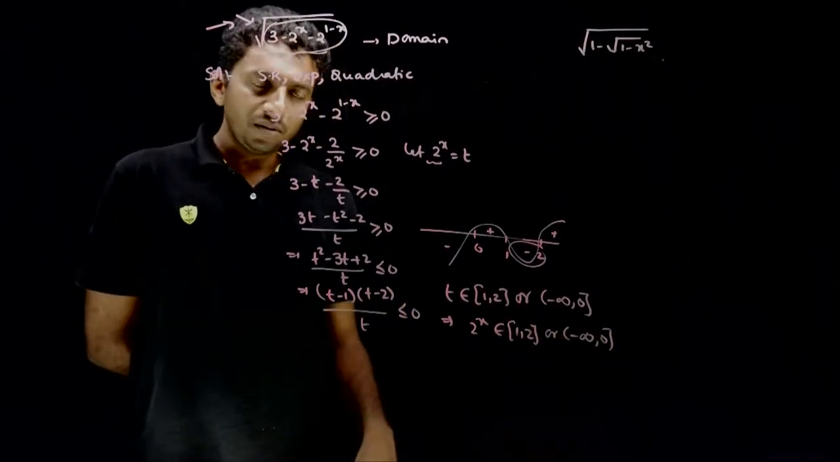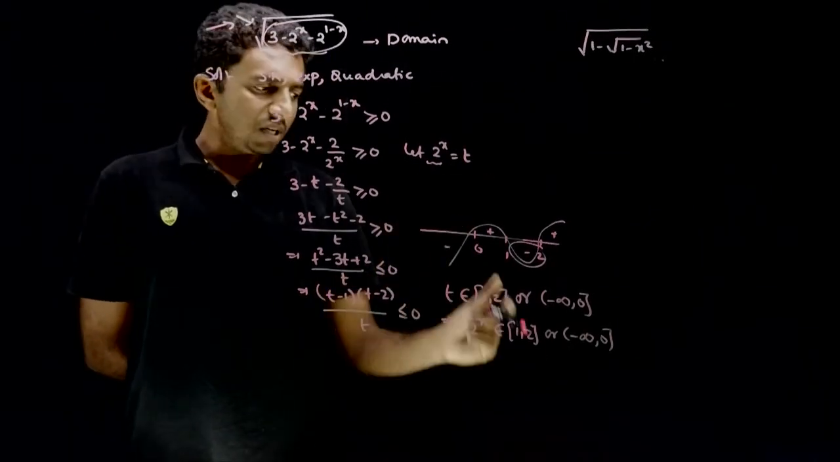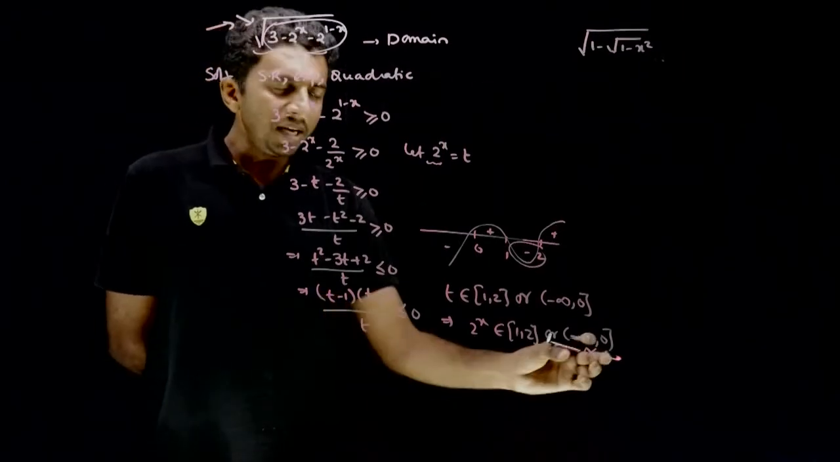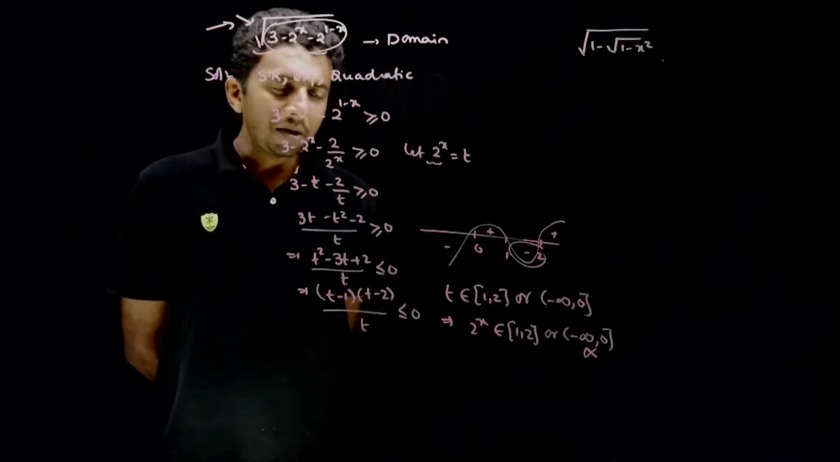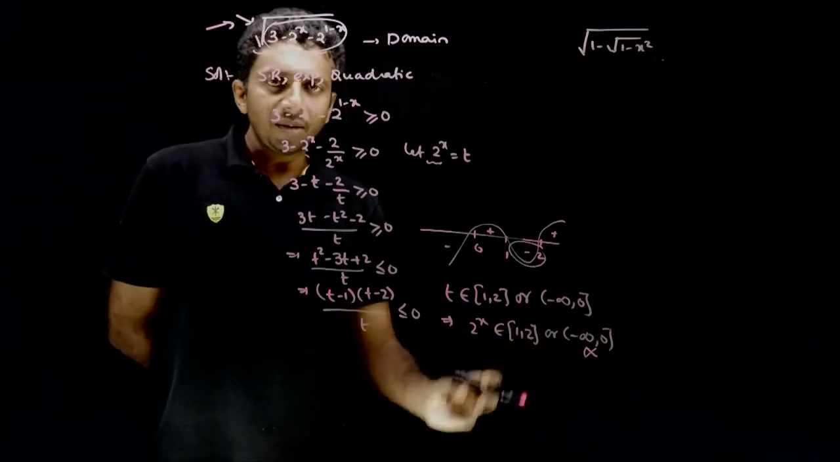This or this. But हमने already देखा है कि 2 power x is always positive. So 2 power x cannot lie between minus infinity to 0. So ये interval आप छोड़ सकते हैं because 2 power x cannot lie in this interval. So बचा है 2 power x has to lie between 1 and 2.